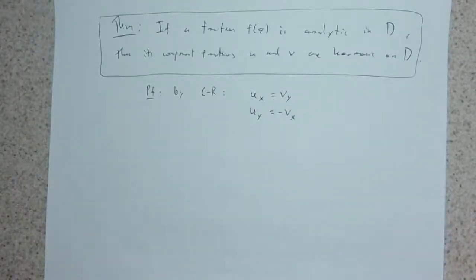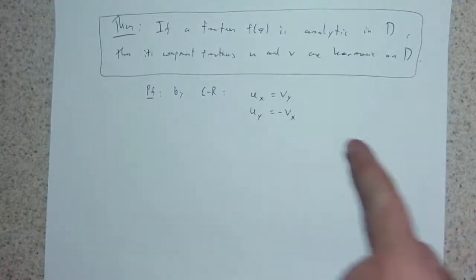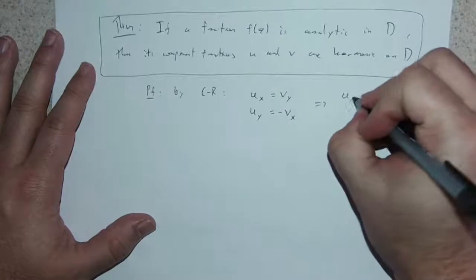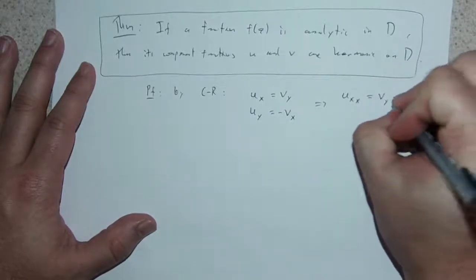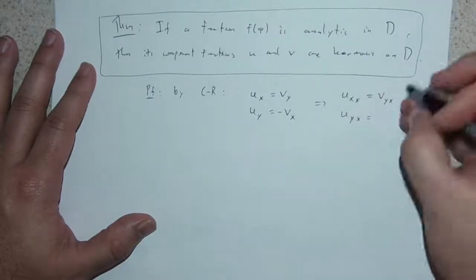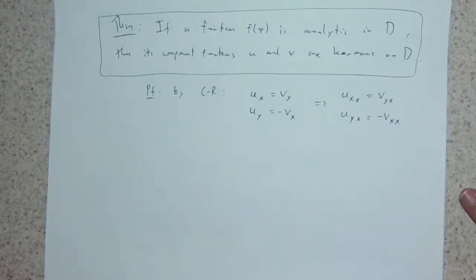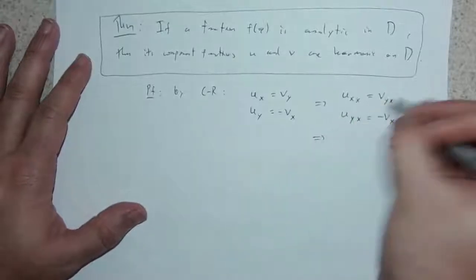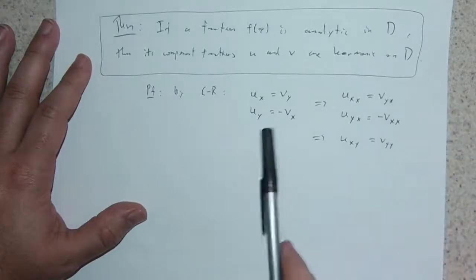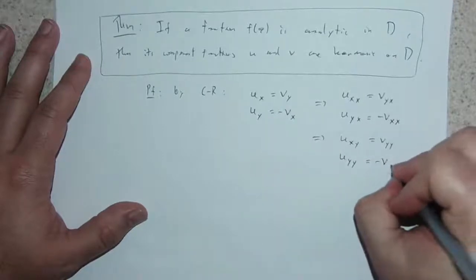Okay, well, let's differentiate both sides here, say with respect to x. So if we take further partials, we have that u sub xx is equal to, say, v sub yx, and u sub yx is equal to minus v sub xx. If we differentiate with respect to y, of course, we also get u sub xy is equal to v sub yy, and we also get that u sub yy is equal to minus v sub xy.